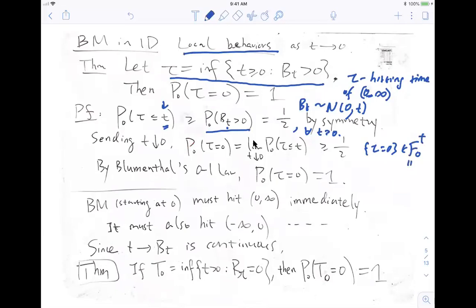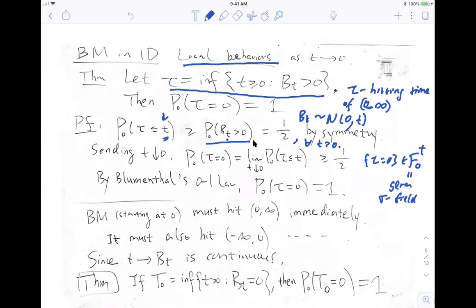This is called the germ sigma field. So by Blumenthal's 0-1 law, this can only be 1, because the probability can either be 0 or 1. Now it's bigger than 1/2, so it should be 1. So at the end we have that tau, the hitting time to the positive axis, is 0 almost surely. So this makes sense, right?